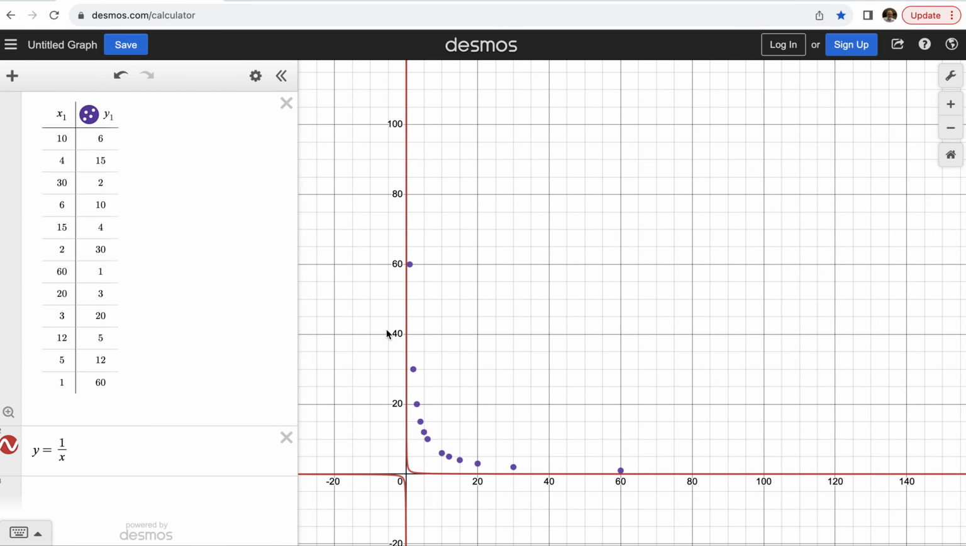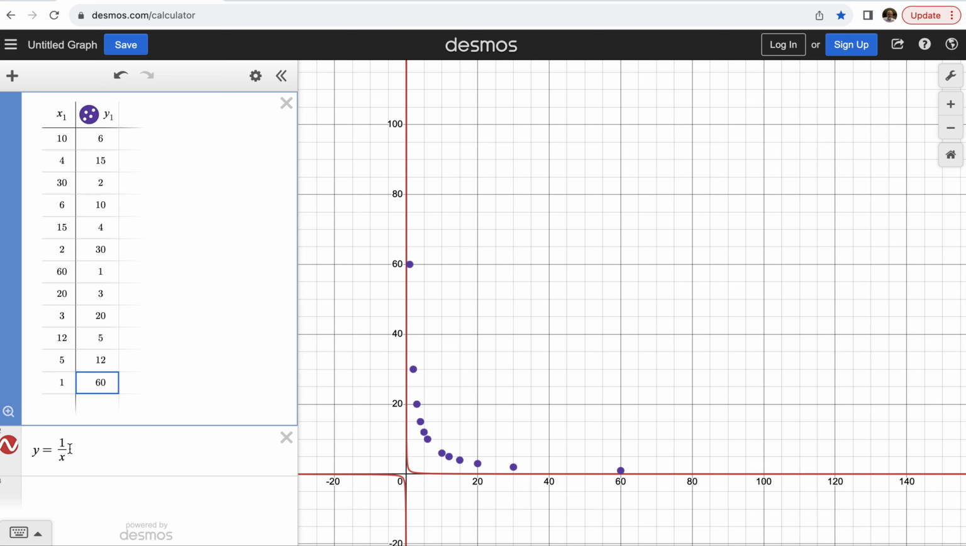60 all the way down to there. So the domain is going to be limited to these numbers, and the range is also limited to the same set of numbers. The domain and range are equal on this. Can't do any negative numbers because we can't talk about negative number of tiles.